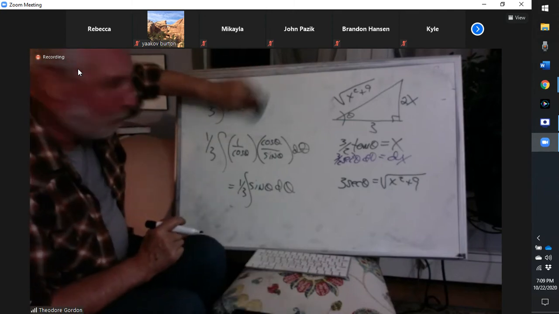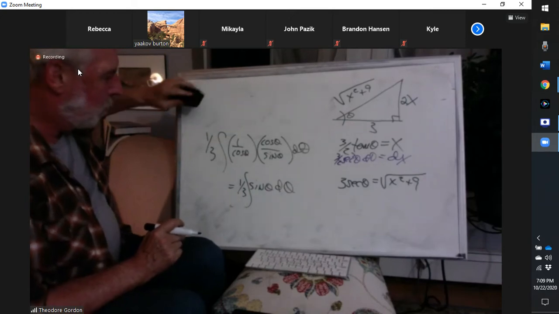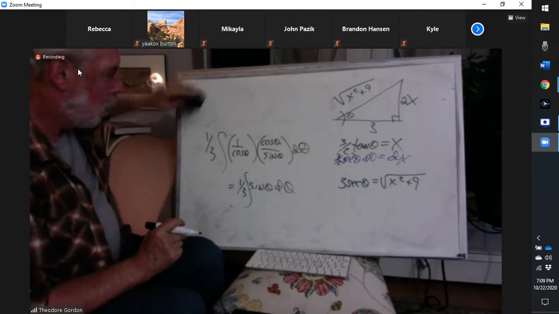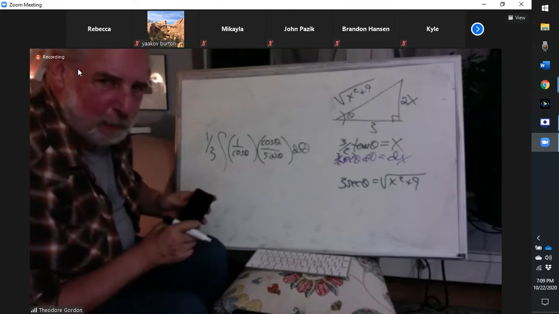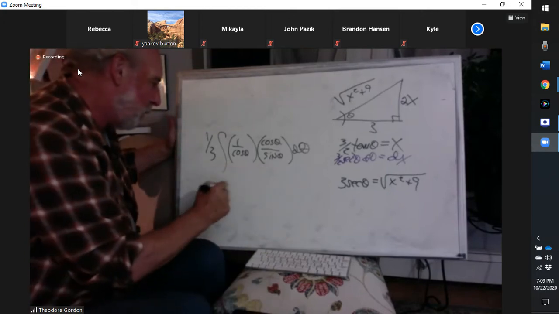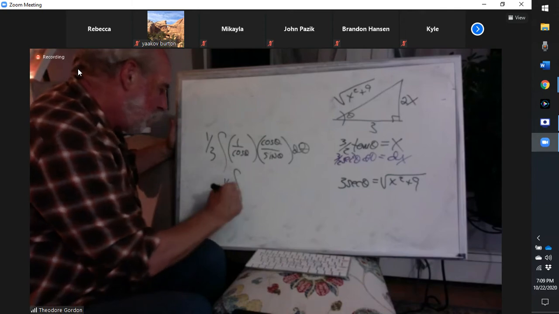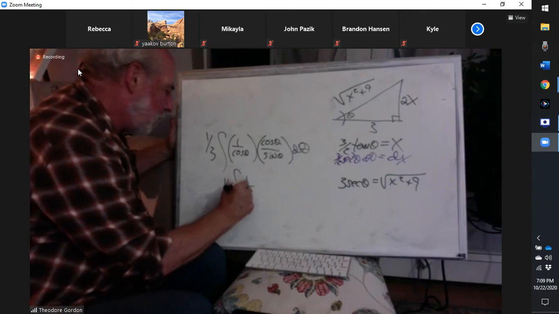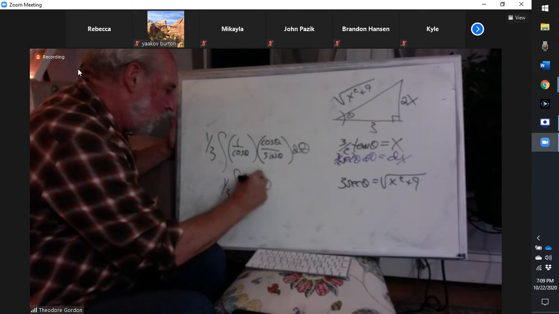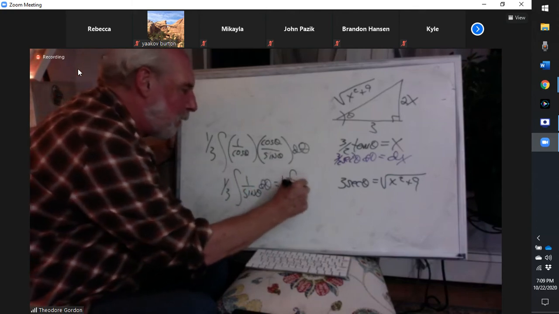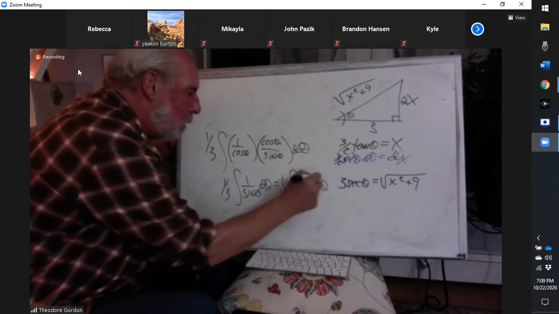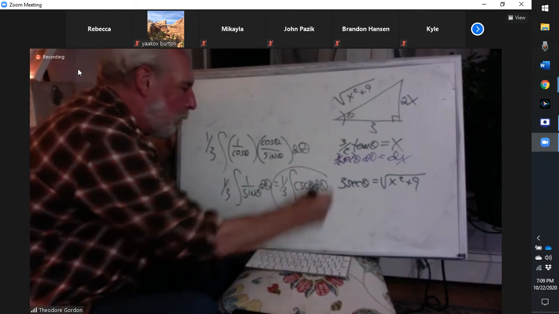I'm recording this, remember? Wait, isn't that sine on the bottom? Oh, yeah. Oh, geez, see? As soon as you mention textbook, now I'm making all kinds of mistakes. So that's 1 over the sine d theta, and that becomes 1/3 cosecant d theta. There, that's the integral that we're doing.